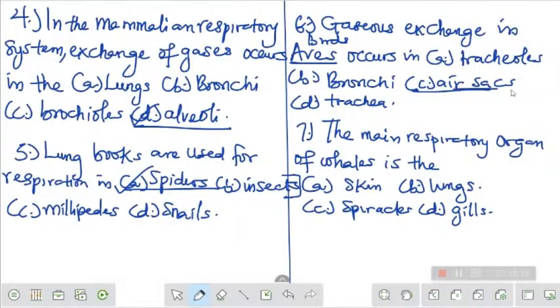Air sac. Number 7, the main respiratory organ of whales is, although they swim in water, whales are mammals. That is, they are like human beings, rabbits and goats, so they have the same characteristics. Because they are mammals, they respire using what? Lungs.